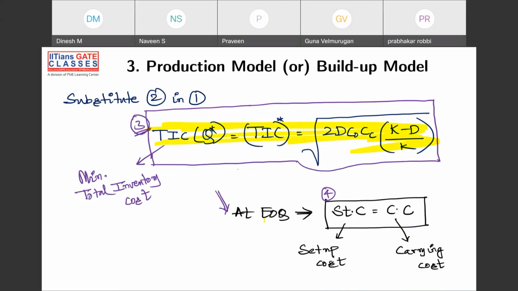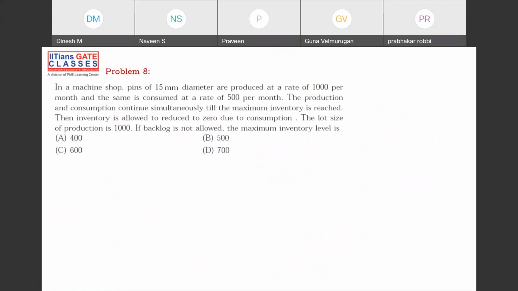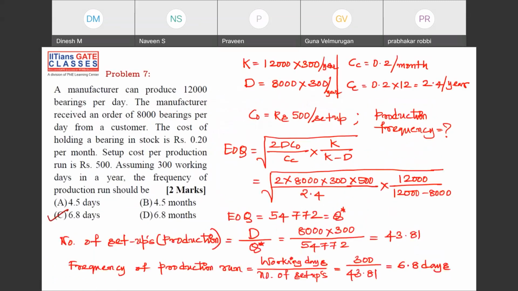In the previous slide, in the Wilson-Harris model, what I told is that the ordering cost equals the carrying cost. Here, instead of ordering, we get setup. I told you already, ordering cost applies for fully finished goods, but here we are setting up a manufacturing run. That's why setup cost is equal to carrying cost. Fine. So this is the formula we are using.